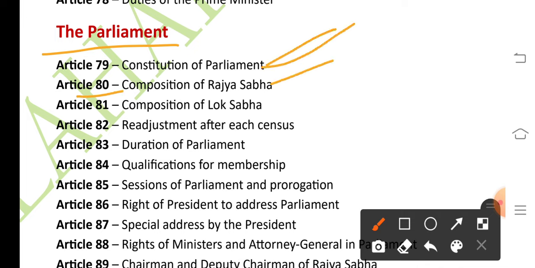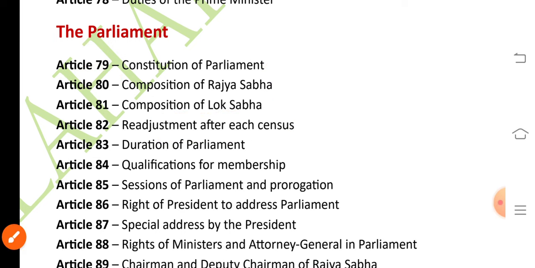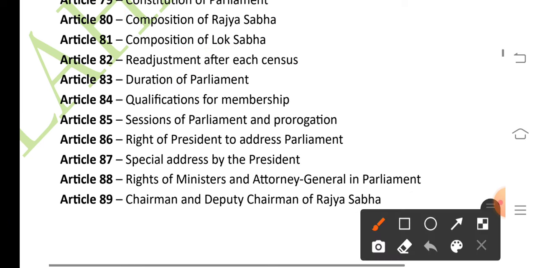80, composition of Rajya Sabha. These two are very important. Under which article the Rajya Sabha has been mentioned, if they ask like that, you have to answer Article 80. And when it comes to the composition of Lok Sabha, it is Article 81. So 82 talks about readjustment after each census, that is delimitation.